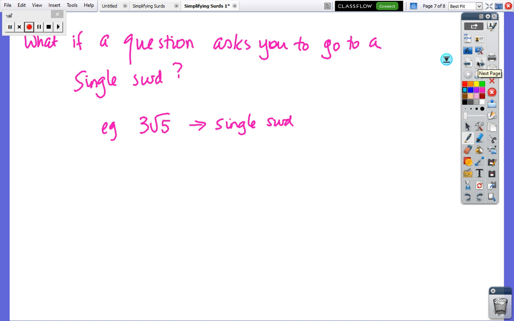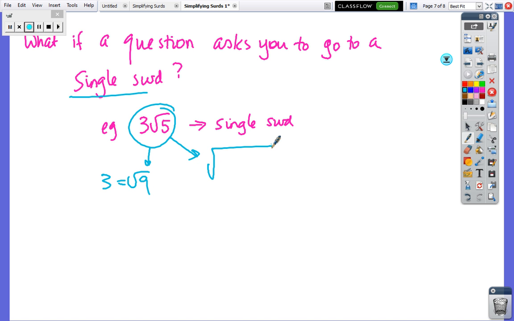So we're nearly at the end of the notes. So what if the question asks you to go back to a single surd? So you've got 3 root 5, but it wants the answer as 1 surd. And so what we do is we just go backwards. 3 must have been the square root of 9. That's how we got the 3. So that means that 3 root 5 is actually the square root of 9 fives.